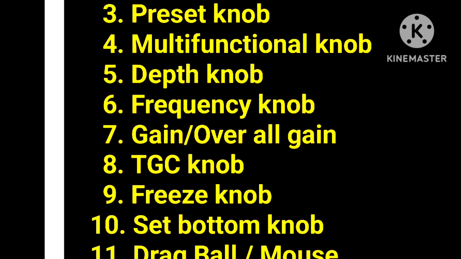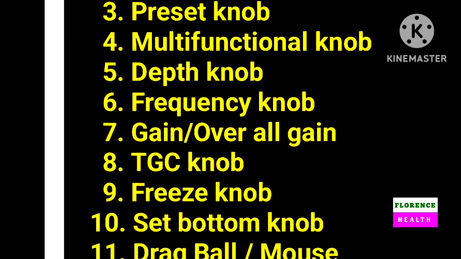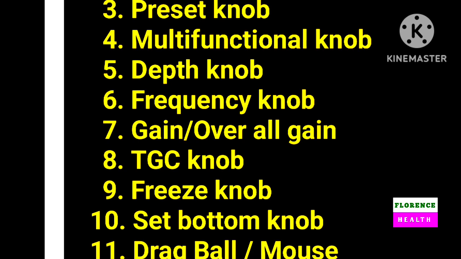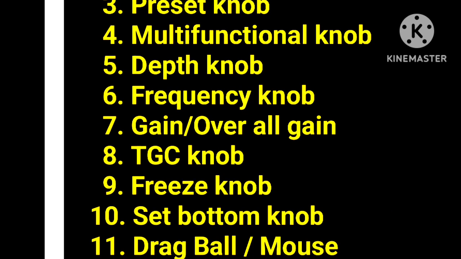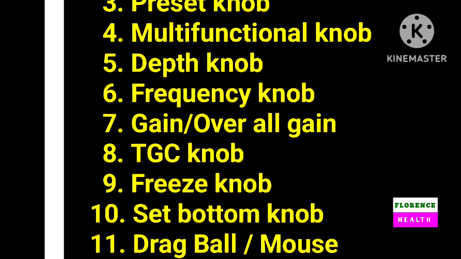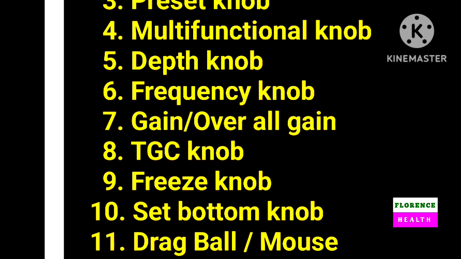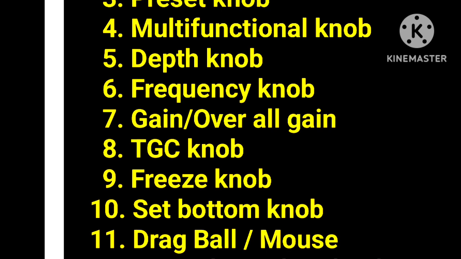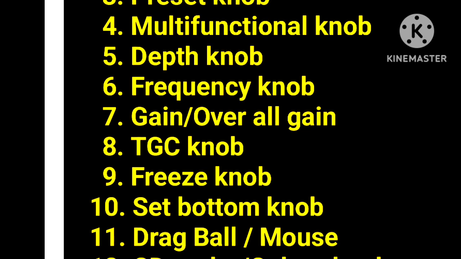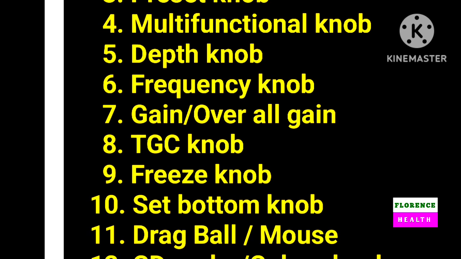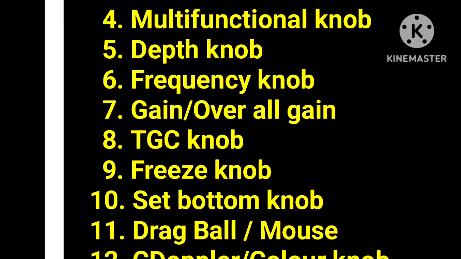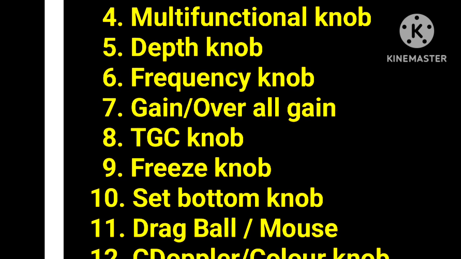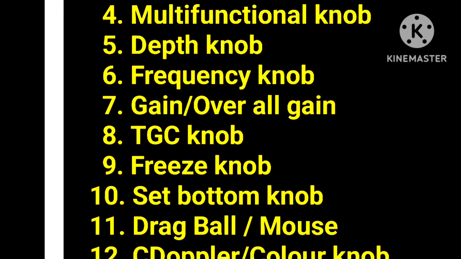Another knob is freeze knob. As the name suggests, it is used to freeze an image. Set button and freeze knob are used for measuring a targeted area. Another knob is drag ball. It is called a mouse of a computer. It is a multifunctional knob. It is used for size adjustment of color box and for moving the color box here and there.